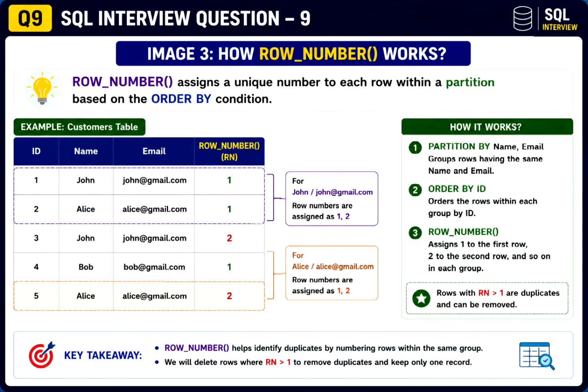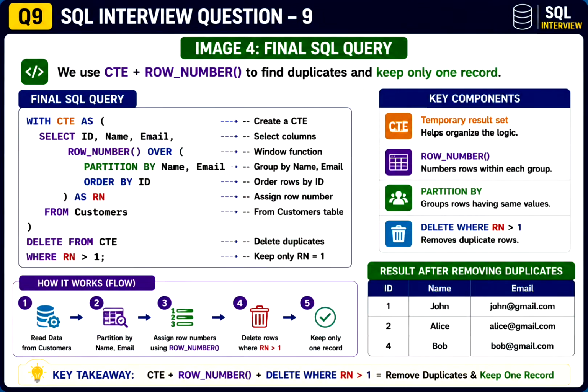So the final query, if you observe here: the CTE creates a temporary result set. PARTITION BY name, email groups the records having the same name and email. What does ORDER BY do? It sorts the rows inside each group. ROW_NUMBER assigns numbers like 1, 2, 3 to the rows inside each duplicate group. After this, the original record gets RN equal to 1, and the duplicate records get RN greater than 1.